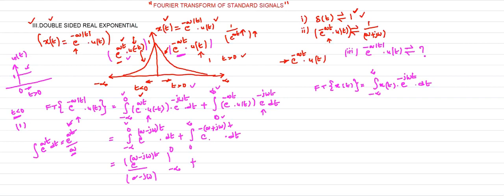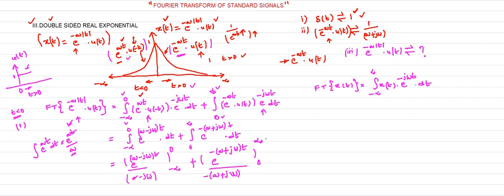Next, for e power minus at, what is the formula here? The integral is e power minus of a plus j omega times t, divided by the t coefficient, which is minus of a plus j omega. Substitute the limits of integration. What are the limits of integration? It is 0 to infinity.